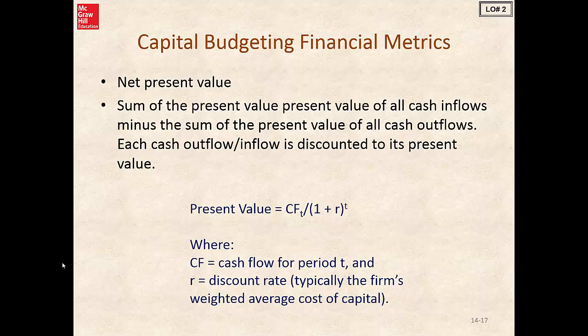What about net present value? Sum of the present value of all cash inflows minus the sum of the present value of all cash outflows. Each cash outflow and inflow is discounted to its present value. So present value equals cash flow divided by 1 plus R to the T, where cash flow, or CF, is cash flow for period T, and R equals discount rate, typically the firm's weighted average cost of capital.